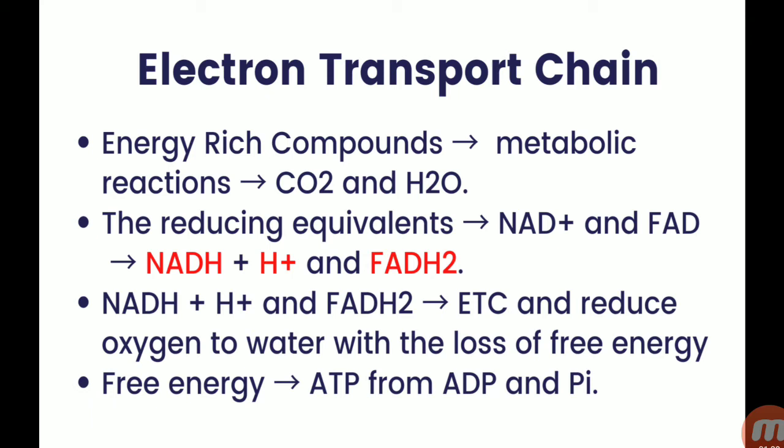These two reduced coenzymes NADH plus H plus and FADH2 then pass through the electron transport chain and reduce oxygen to water. During this process, there is a loss of free energy which is utilized to generate the ATP from ADP and Pi. This whole thing takes place inside the mitochondrial membrane.